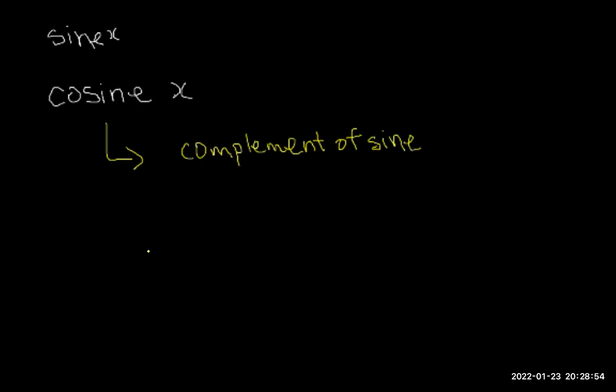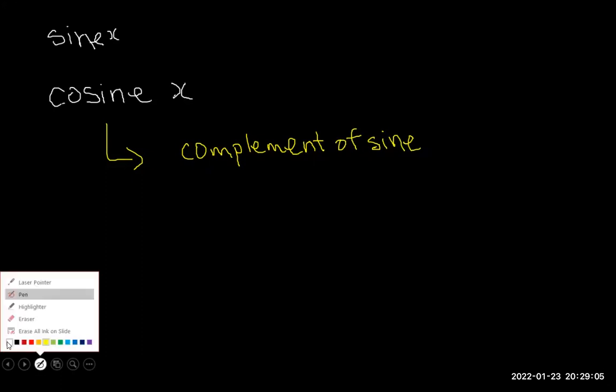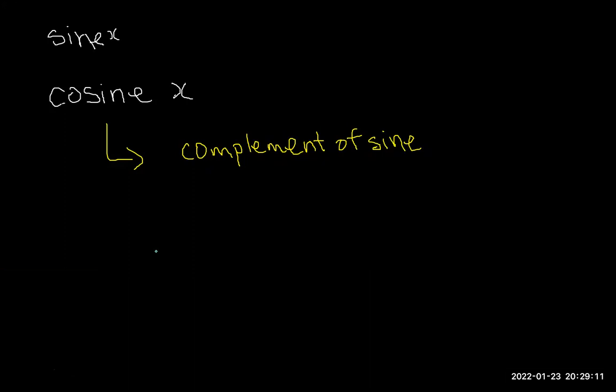Right. So cosine means complement of sine. So when I say complement, do you know what I mean? What does complement of sine mean? Opposite? No. So complement doesn't mean opposite. But if I ask you, what are complementary angles? What would you tell me?